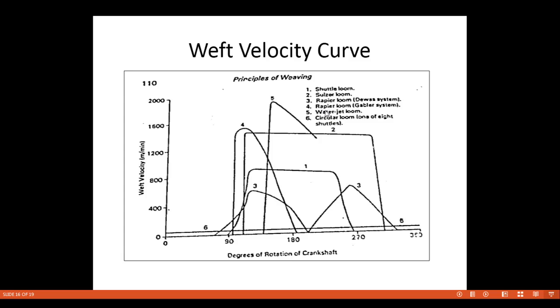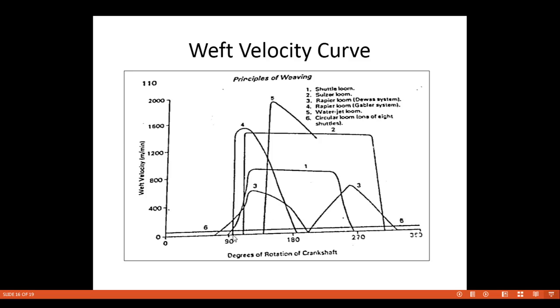Next, the fourth one is the Gabler type. In the Gabler type, a hairpin system is formed, a half hairpin is formed in the width of the machine, and half of the pick is straightened by the right hand rapier. By the left hand rapier the hairpin system is formed, and by the right hand rapier that hairpin is straightened. So here we can see the fourth curve.